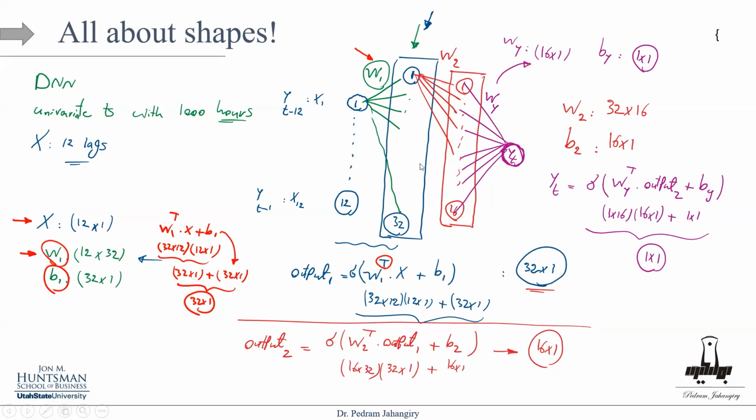And then finally, we go from 16 to 1. I transpose it, so 1 by 16. And then output 2 is going to become the input for the last layer. So the output of this red is going to become the input for this purple. What was that? It was 16 by 1. And then I have one node at the end, so 1 by 1. So eventually, we're going to generate a one by one number. Okay, are we good? So this is your DNN.